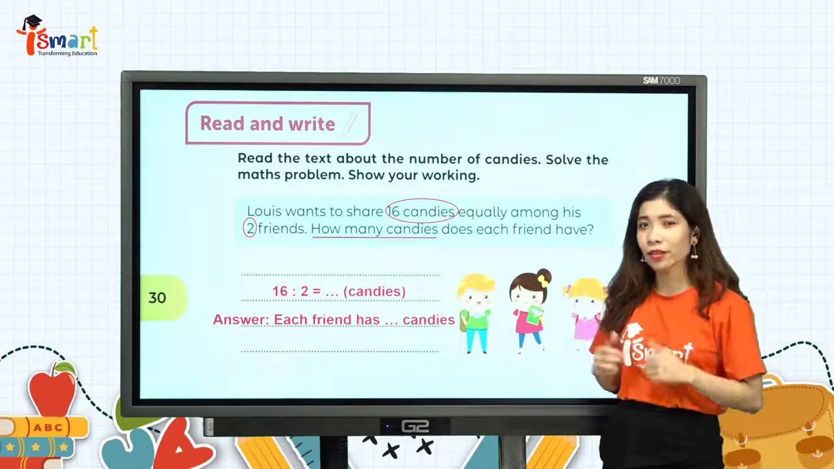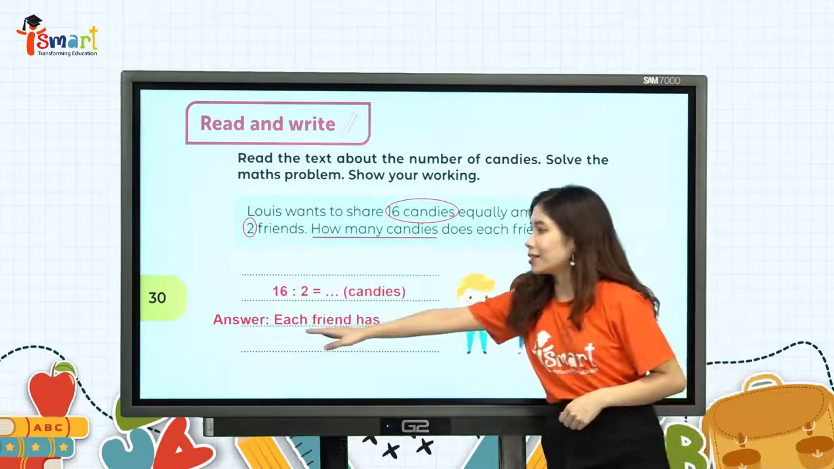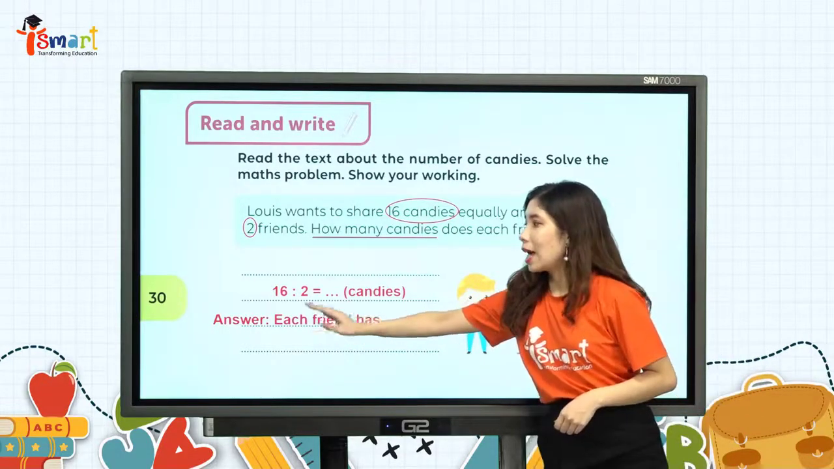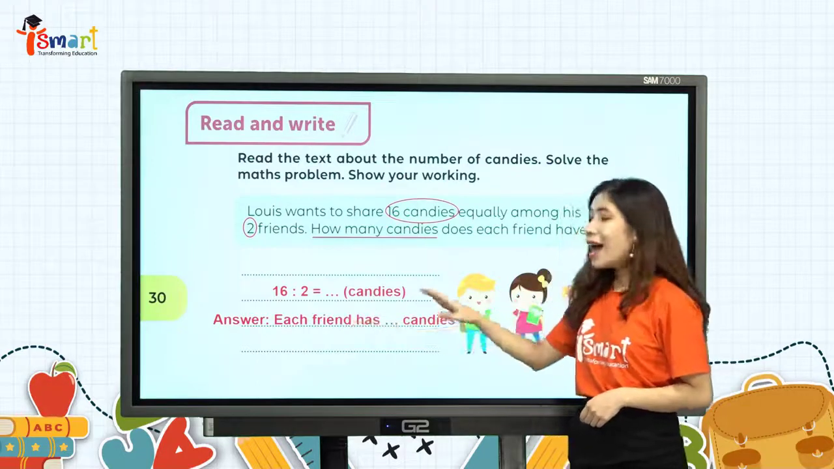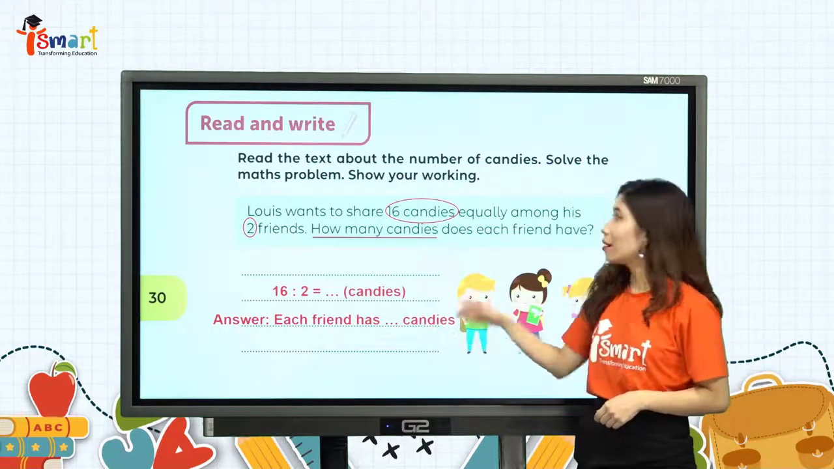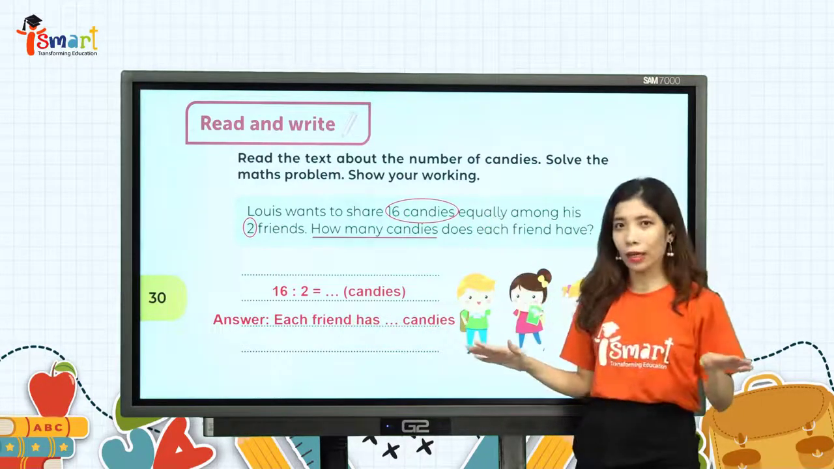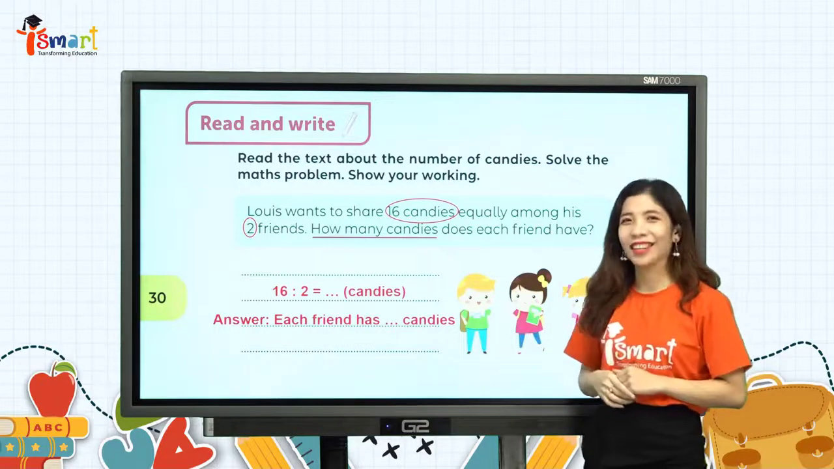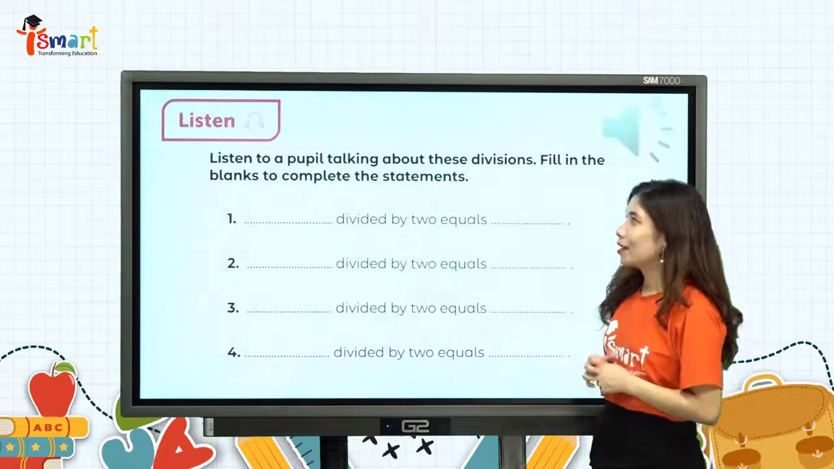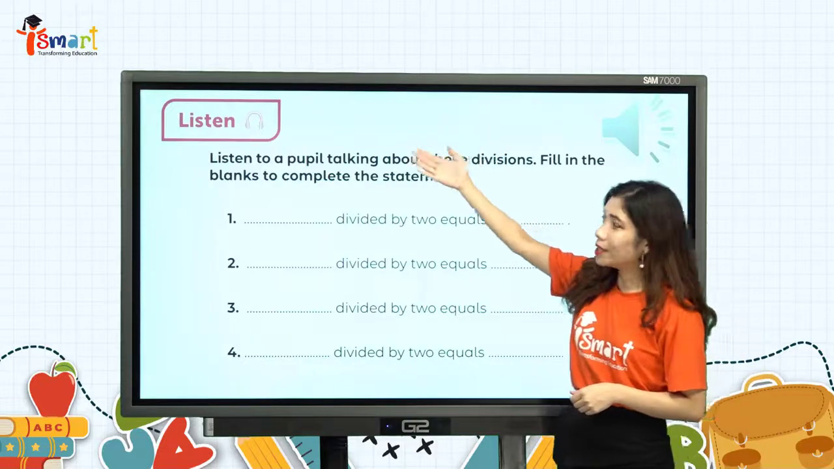Have you finished? Good. Now, the whole class, let's read one more time. Each friend has 8 candies. Okay, now one more time. Equally. Each. Good. Now, go on with listening section.